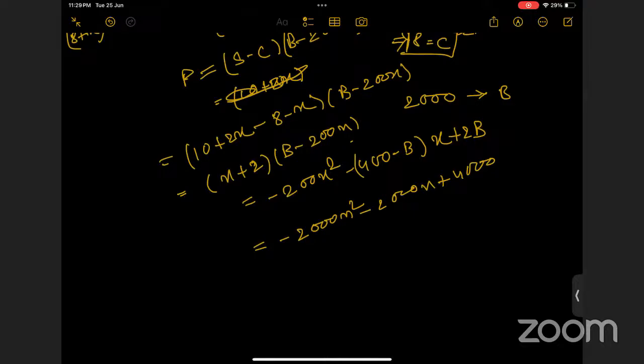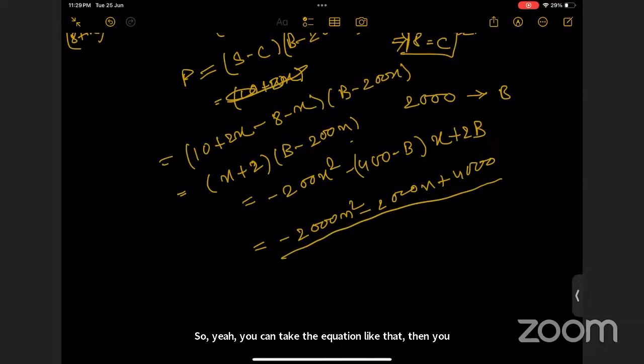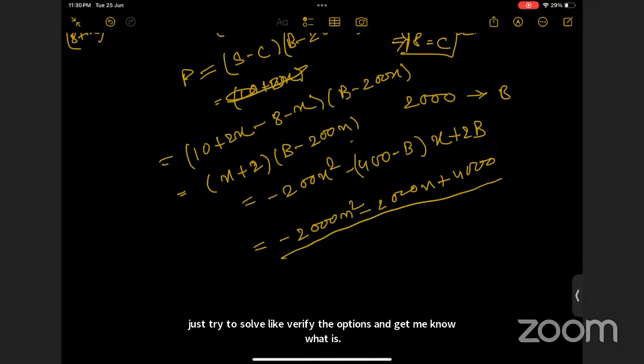So, yeah, you can take the equation like that. Then you just try to solve, like verify the options and let me know what is happening. Okay, ma'am. Yeah.